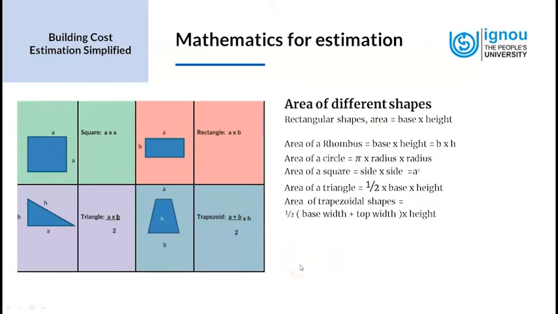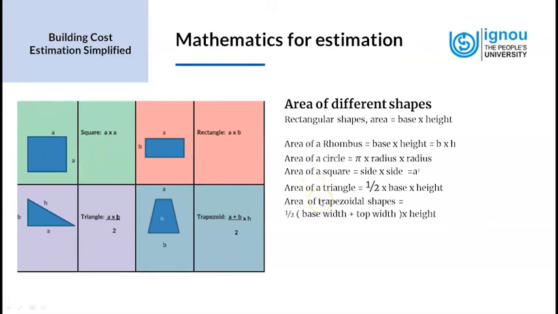Now we look at the area of different shapes. We were discussing perimeter so far, which means we were talking about the boundaries of objects. Now we are going to talk about the area enclosed by these boundaries. For the square that we were talking about, which had a perimeter of 4A, the area is the product of the sides. So it becomes A into A, which becomes A square.